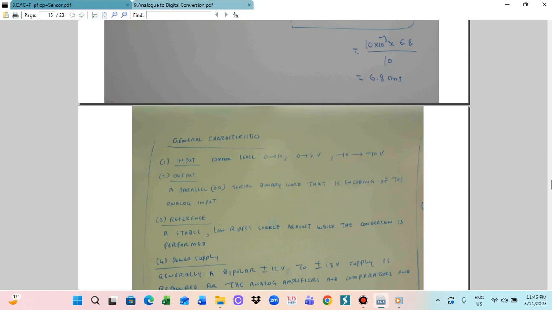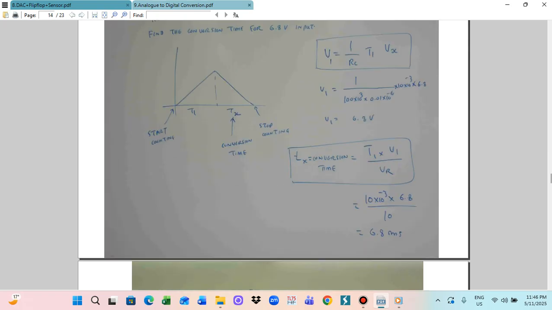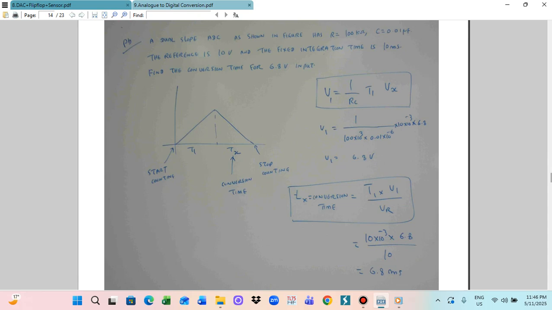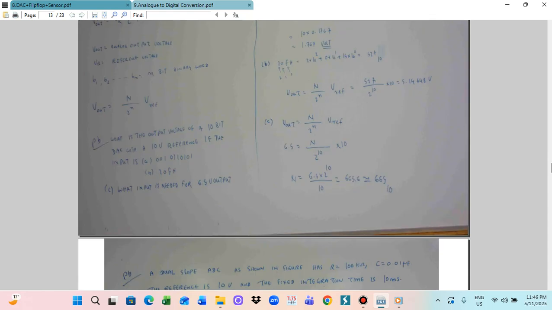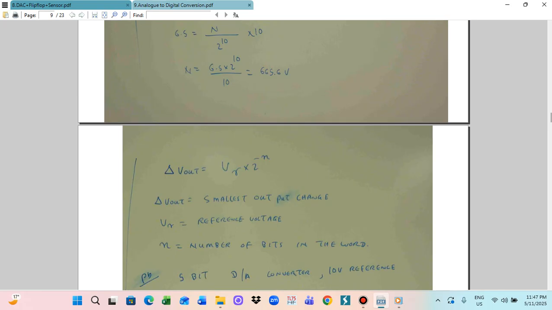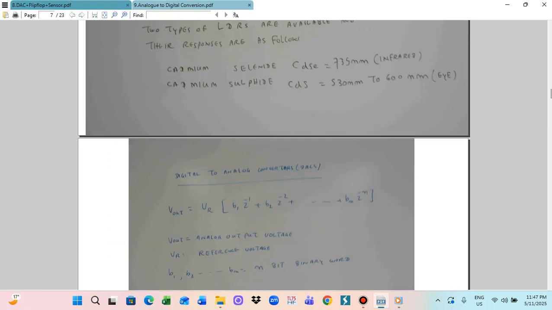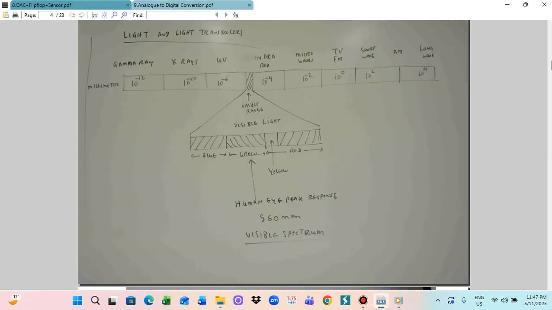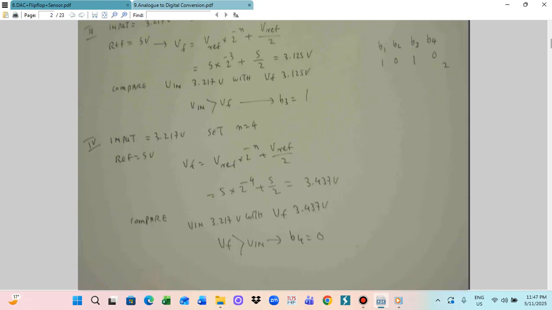So we increase the bit, so the VF value will be changing. This VF and the input voltage are compared, and the output comes out from this comparison. If VN is greater than VF, bit 1 is 1. If VN is less than VF, for bit 2 we get 0. So we come out like this. That kind of thing we can utilize for the analog to digital converter, the dual slope analog to digital converter.